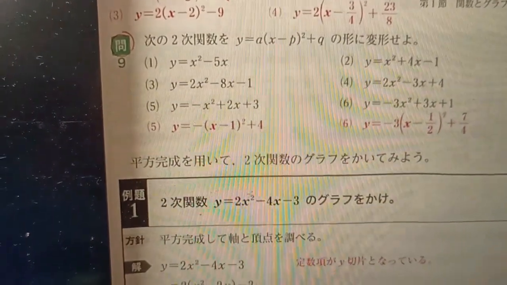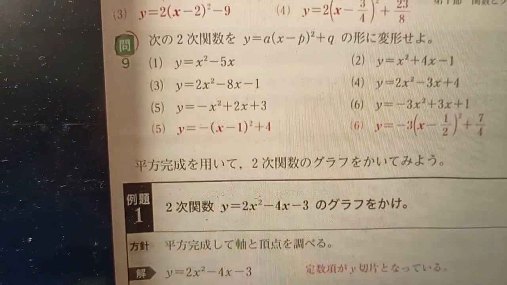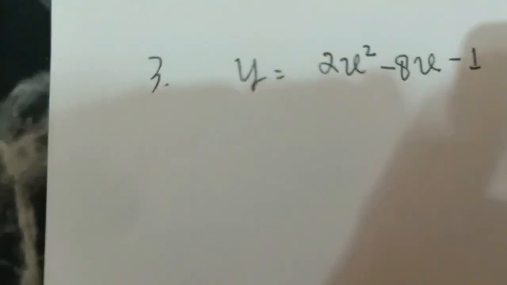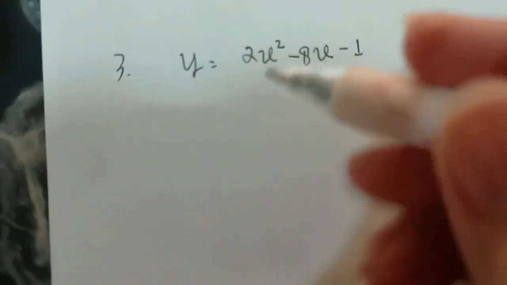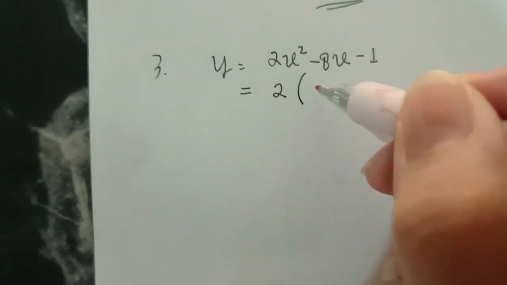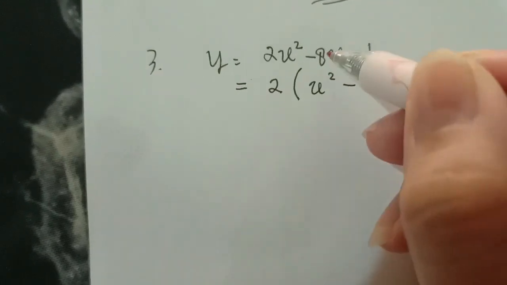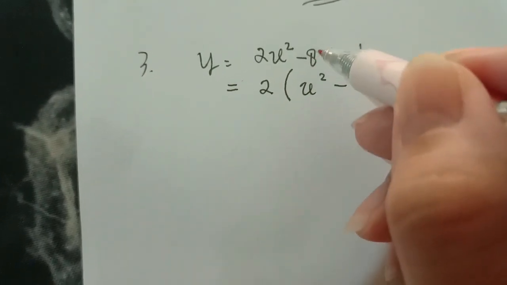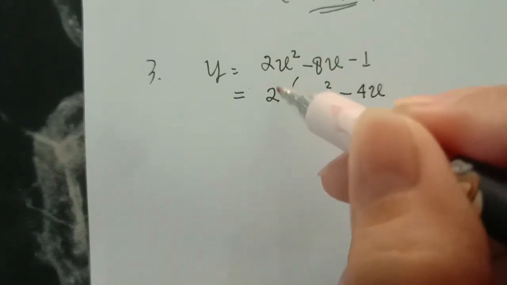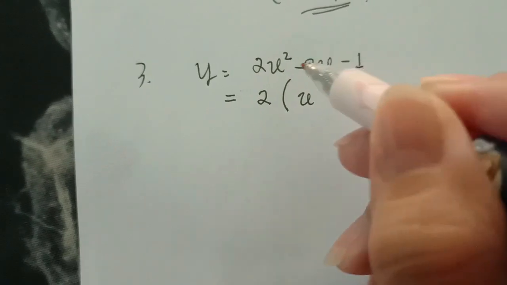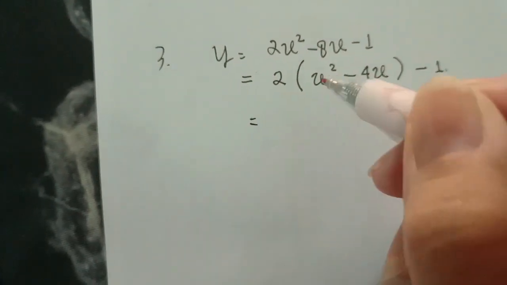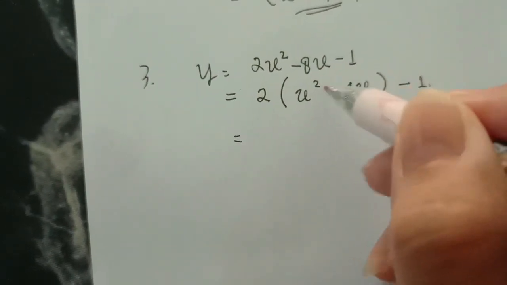Now let's move on to 9, number 3. y equal to x quadrat minus 8x minus 1. Now we have to eliminate the 2 first. Like this, right? In the bracket, x quadrat minus. If you take 2 out of minus 8, it will become 4x, because 2 multiply 4x will become minus 8x. Minus 1.